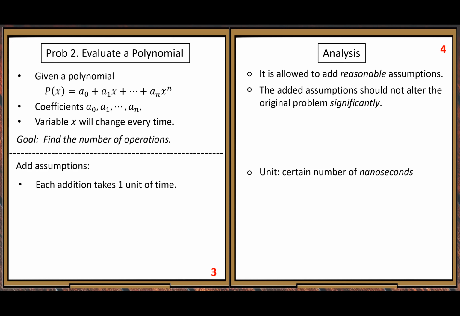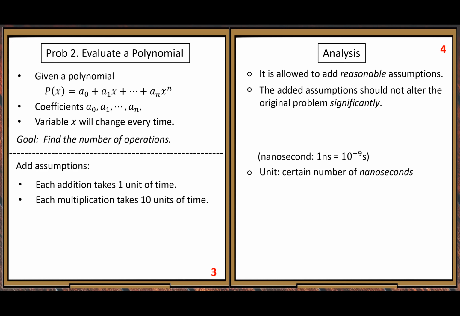You know how big a nanosecond is, right? 1 nanosecond is 10 to the negative 9th power of a second, 1 billionth of a second. That's what a modern computer needs for a typical addition in that unit. So we use that.